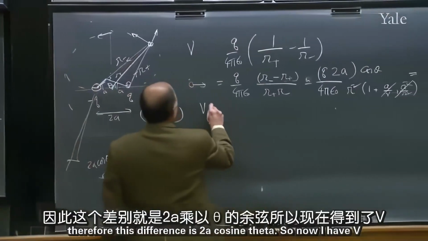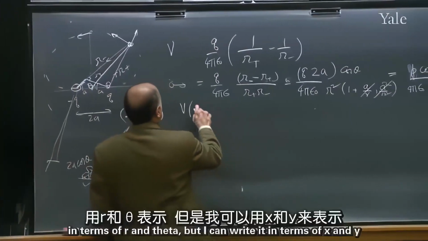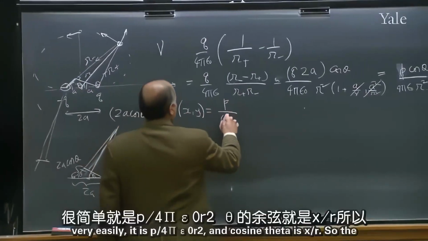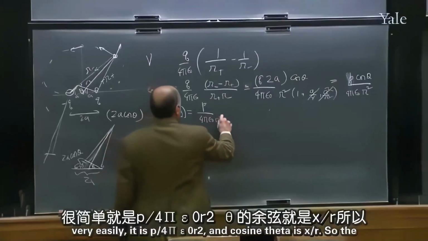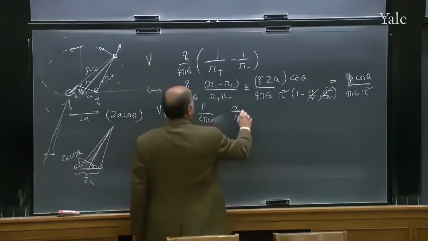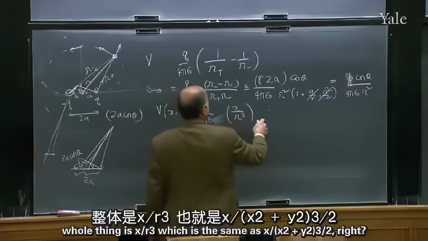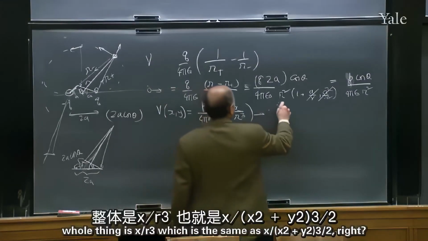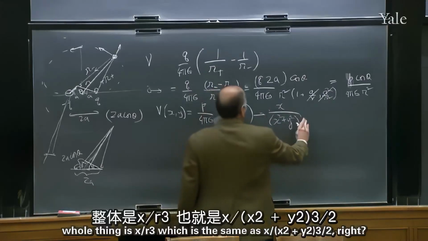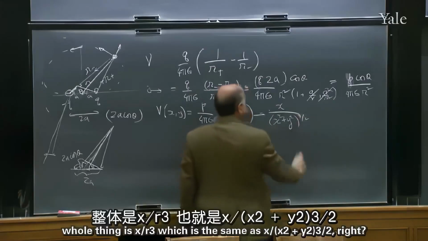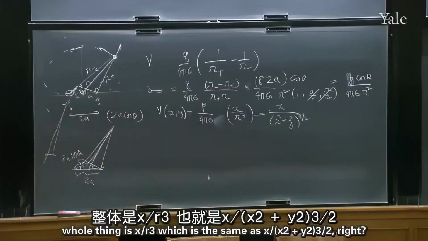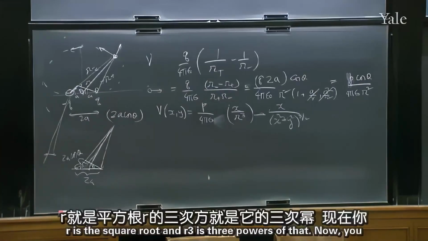So now I have V in terms of r and theta, but I can write it in terms of x and y very easily. It is p over 4 pi epsilon 0 r squared, and cosine theta is x over r. So the whole thing is x over r cubed, which is the same as x over x squared plus y squared to the 3 over 2. Right? r is the square root, and r cubed is 3 powers of that.